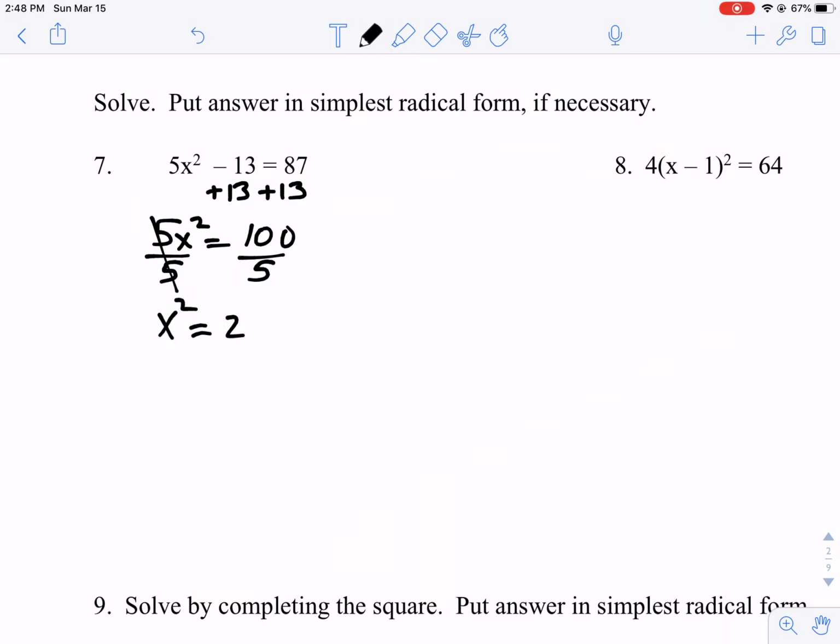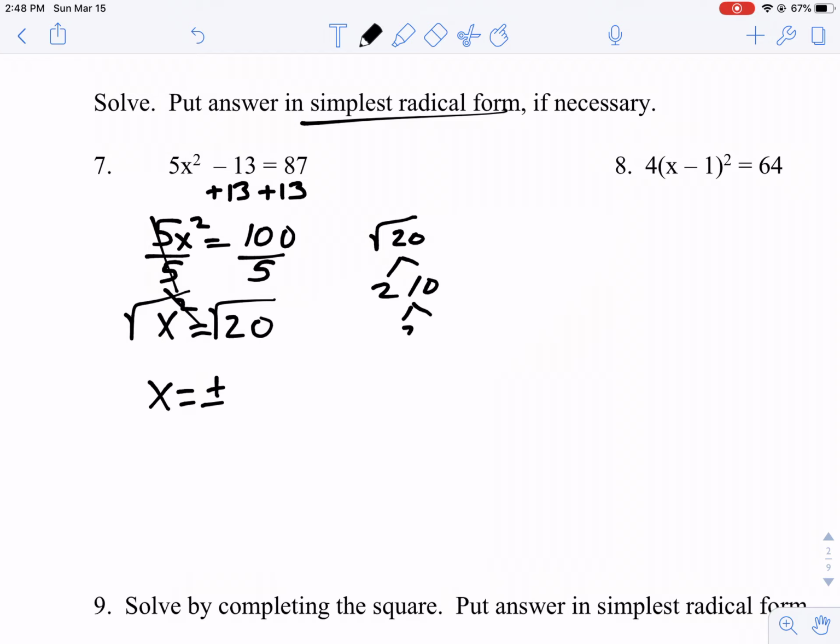So I get x squared equals 20. And now that the x squared is by itself, I can square root both sides. So the square and the square root cancel out. Positive, negative. Now it said simplest radical form. I have to simplify. So over here, I'm going to break down the 20.